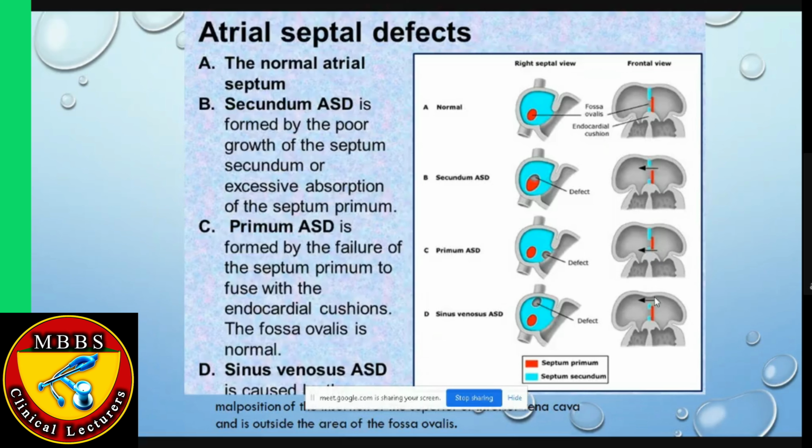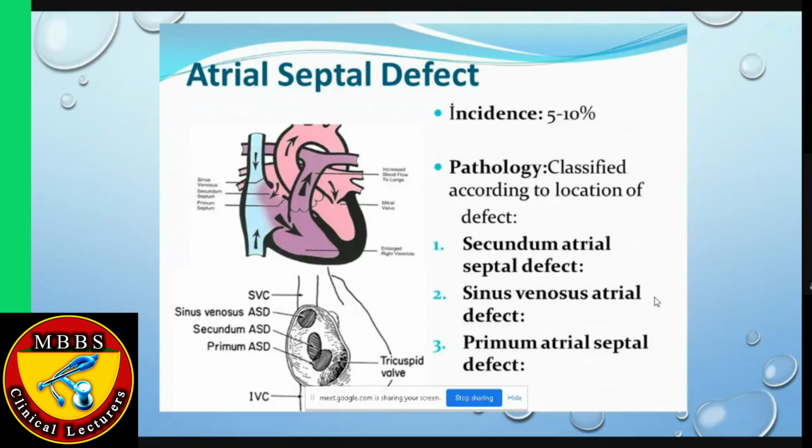Now, the incidence of this atrial septal defect, we have seen, is about 5 to 10% of all the congenital anomalies, and they are classified according to the location of the defect. Either it could be the secundum type of the atrial septal defect, or the primum type of the atrial septal defect, or the sinus venosus type of the atrial septal defect.